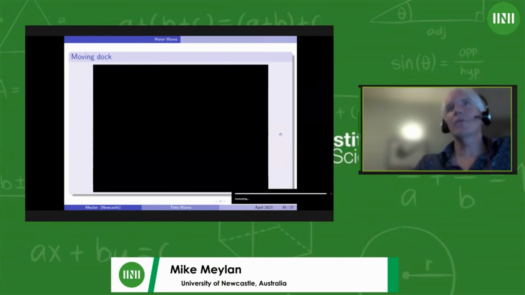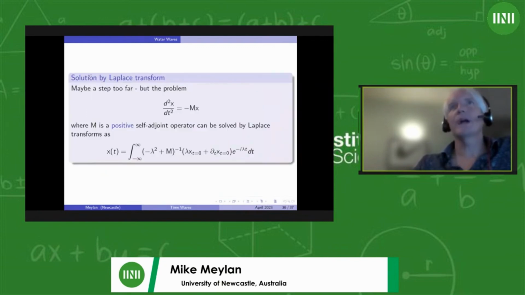I did just want to say one last thing here. Okay, maybe a step too far. I would want to come to this because if you just look at this very abstract problem, there is another way to tackle it. We've got M as a positive self-adjoint operator. This could be any of those operators we've seen, and loads of you are solving for positive self-adjoint operators. If you're doing wave equations and you've got energy conserved, then that's what you've got. So you can solve it by Laplace transform, and you get the solution like this.